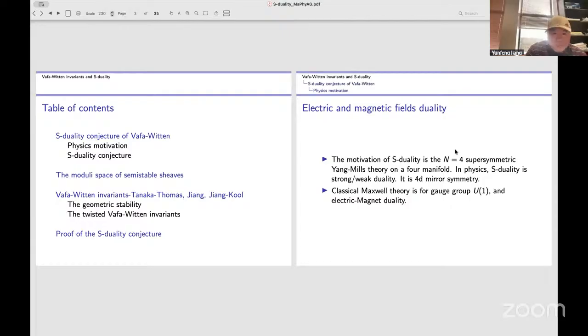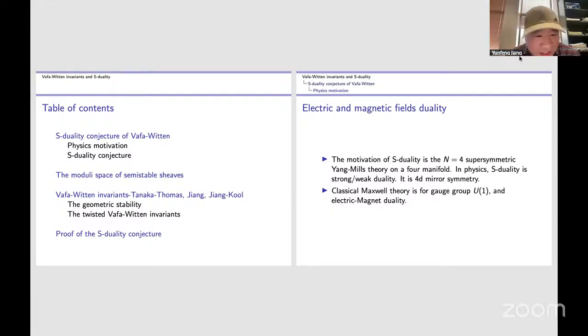I will give some background, but I guess the audience probably knows the physics better than me. I just give motivation because it's an online talk. So the motivation for this is N=4 supersymmetric Yang-Mills theory on a 4-manifold.